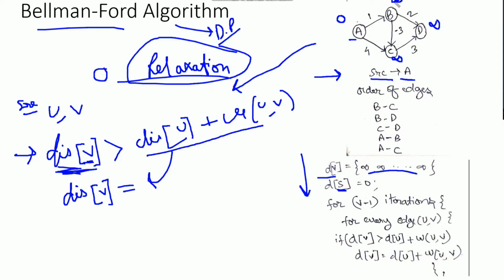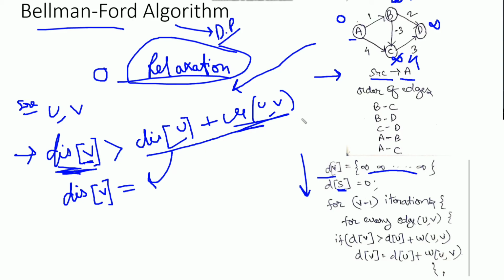So it will be changed to 1 because 0 plus 1. 1 is nothing but the weight between U and V. So it will be 1. And if we see the adjacent vertex C, we find that the initial value is infinity. So 0 plus 4, 4 is less than infinity. So we'll update the distance value of vertex C to 4. So it will be updated to 4. So this is nothing but relaxation.